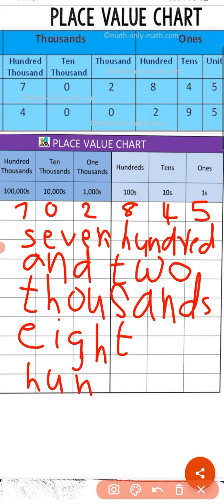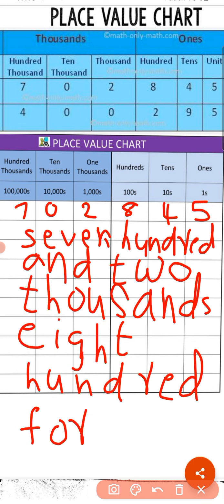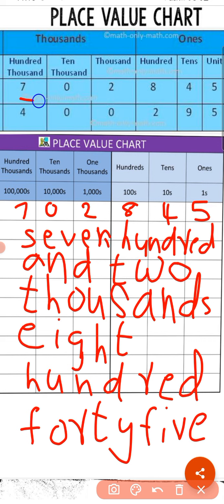Eight hundred 45. Okay. So children, in this number, this is a 6-digit number. 5 in ones place, 4 tens, 8 hundreds. This belongs to ones period. And next 3 digits, 207 in thousands period.